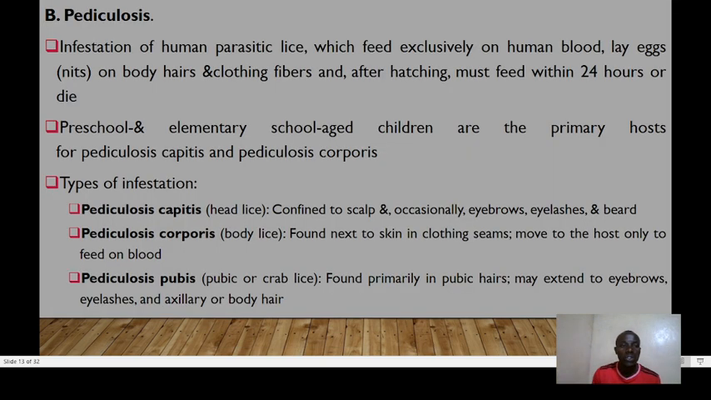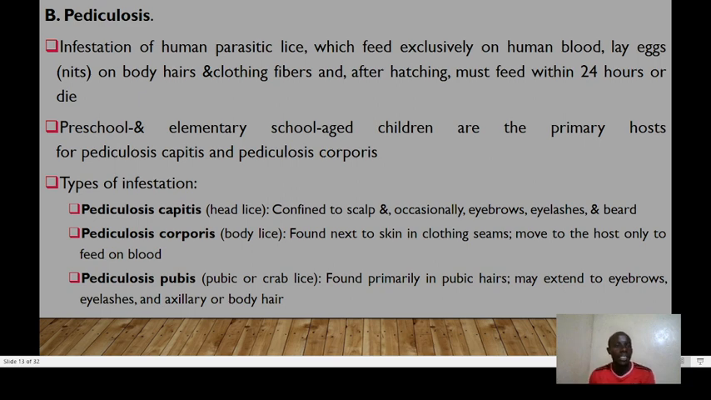they show no signs. The second commonest condition is pediculosis, and this is the infestation of the human parasitic lice, which normally feed exclusively on human blood and lay eggs on the body hairs and clothing fibers, and after hatching, they must feed within 24 hours or die. So preschool and elementary school age children are the primary hosts for Pediculus capitis and Pediculus corporis.